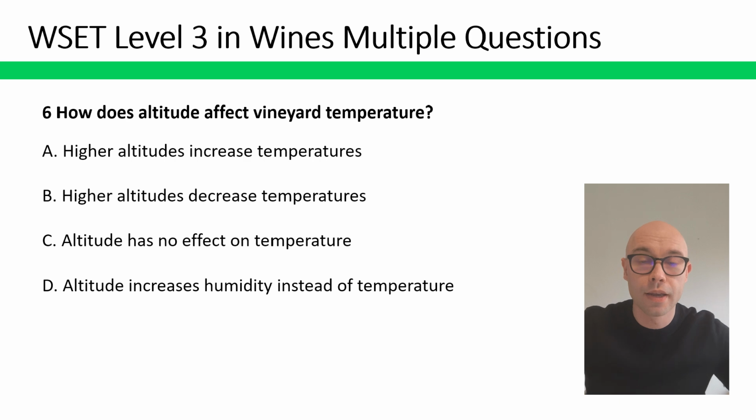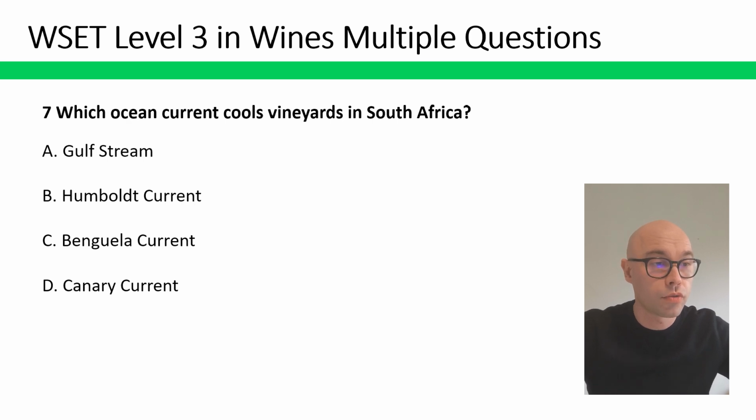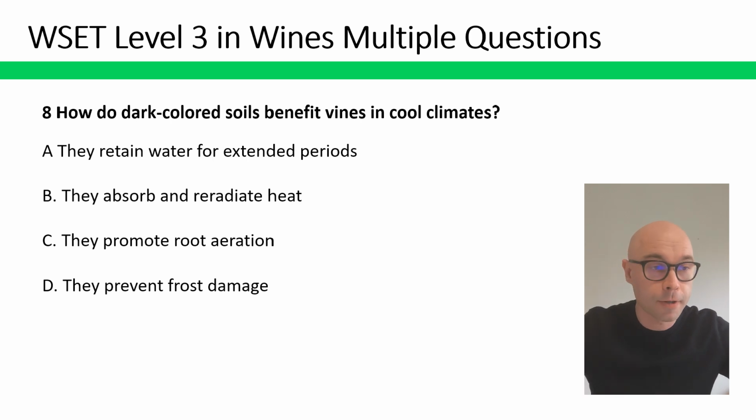So that's why it's very important in warm climate regions, which are quite hot, right? If they have vineyards at high altitude, this helps with cooling the vineyards and prolonging the growing season, having fresher grapes. An example of this is Argentina, right?